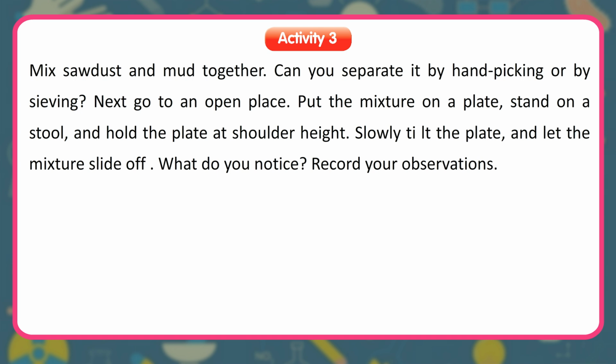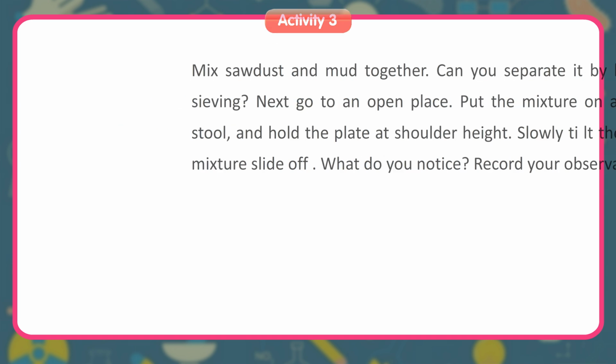Activity: mix sawdust and mud together. Can you separate it by hand picking or by sieving? Next, go to an open place. Put the mixture on a plate, stand on a stool, and hold the plate at shoulder height. Slowly tilt the plate, and let the mixture slide off. What do you notice? Record your observations.